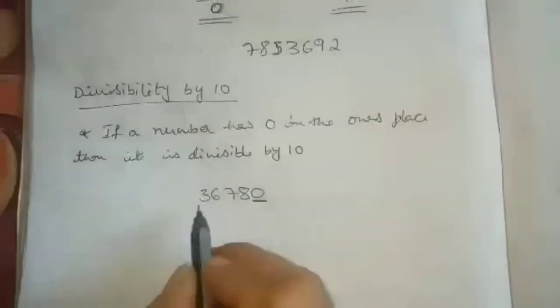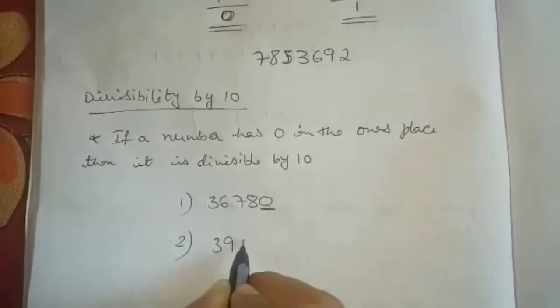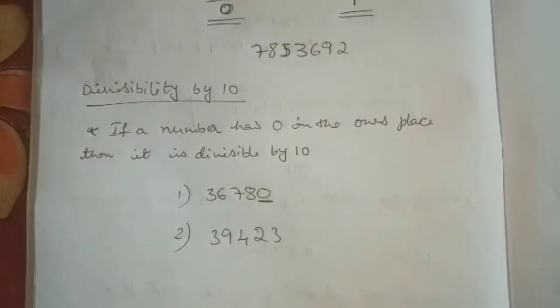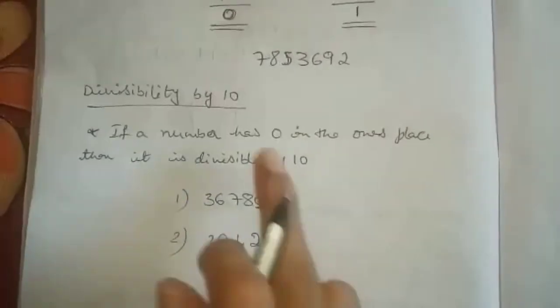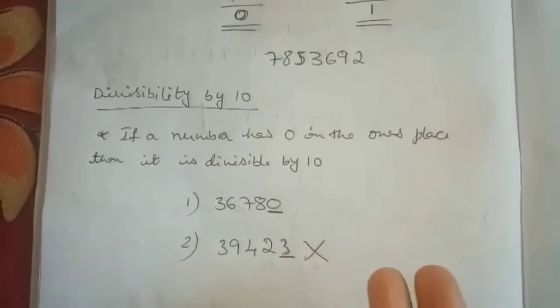Okay, and this is one example. One more. Now whether it is divisible by 10 or not, see the ones place. It is 3, it is not 0, so it is not divisible by 10. It's very easy, smart work, right?